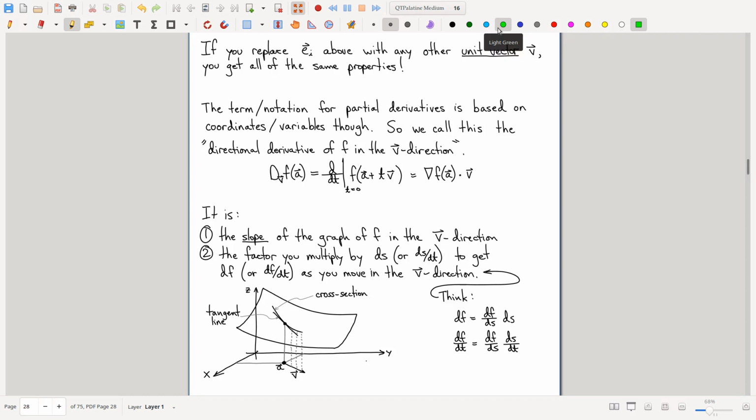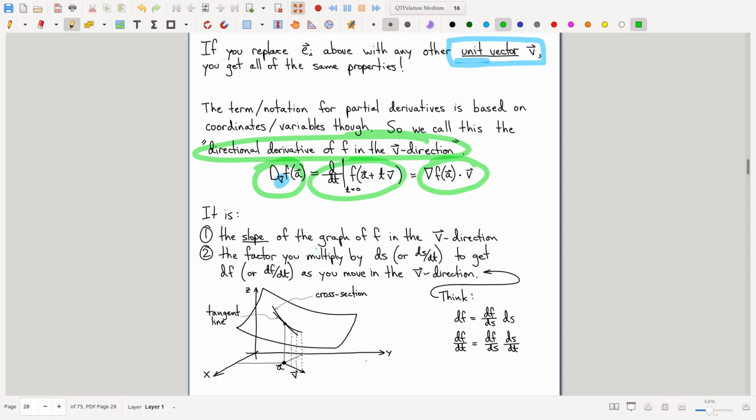So the book sticks with unit vectors only, and for unit vectors v, defines directional derivative indicated with that notation, understood with that intuition, computed by that formula, which gives you the slope of the graph and the multiplicative factor in df/ds. That's the convention that we're going to be using in Math219. Is that perfectly clear? Any questions? So this is unit vectors only for the purposes of this class.